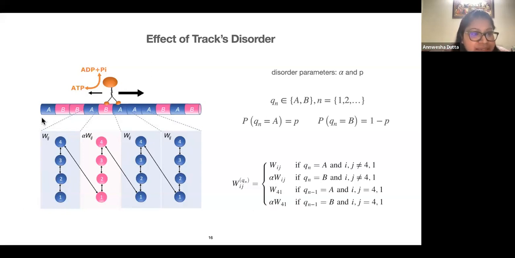So here we can see a track where we have a kind of monomer A. When the molecular motor is on this track, we have this set of rates. And if we have another kind of monomer B, in that case, we have a different set of rates.